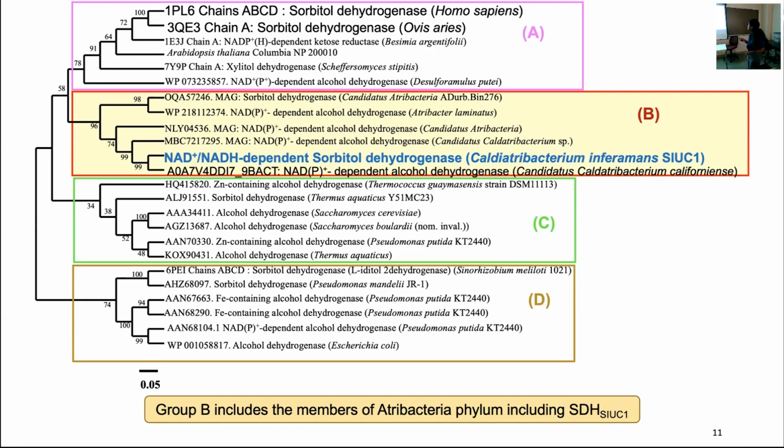There are 4 different groups in this tree. In group A, you can find sorbitol dehydrogenases from human and plants. And in group B, you can find STH-SiUC1, which is enclosed with some other members of Atribacteria or P9 phylum.